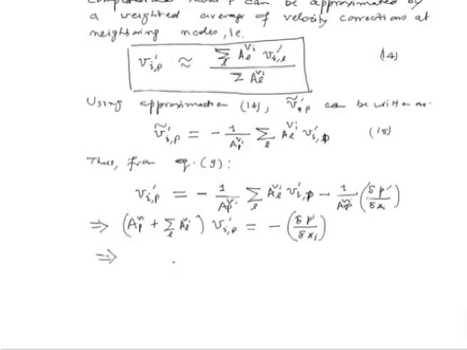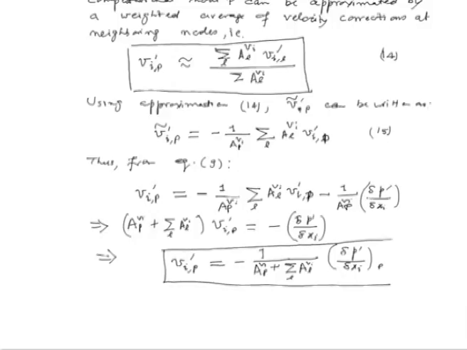Or in other words, the modified form for velocity corrections we get as minus 1 over APVI plus sigma L ALVI delta P prime over delta Xi at point P. So, this is the modified equation for velocity corrections, which is directly linked to the pressure corrections.